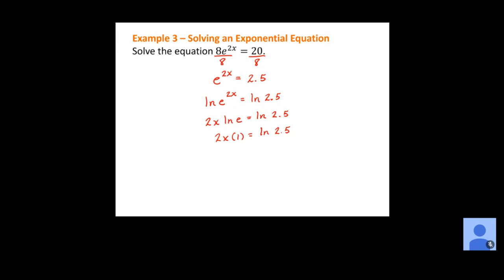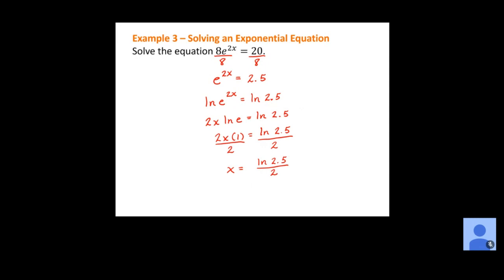Just divide by 2. Good. All right, so I'm going to divide both sides by 2 here, because the 1's not going to affect anything, right? That's still just going to be 2x. And so now when I divide by 2, I get x equals natural log 2.5 all over 2.